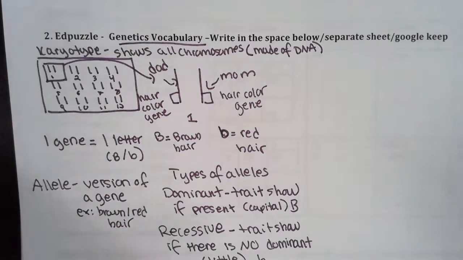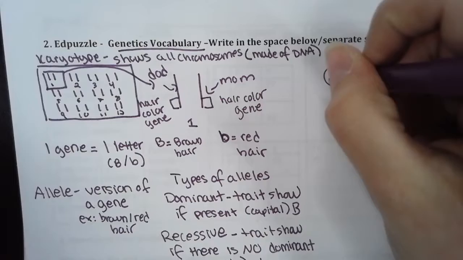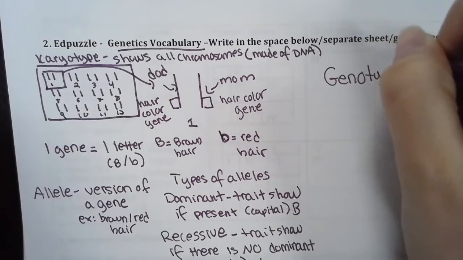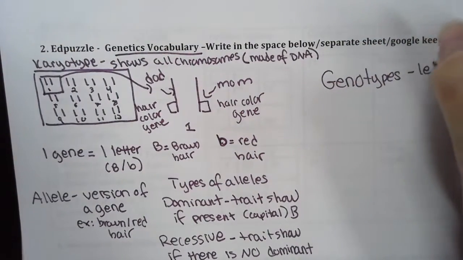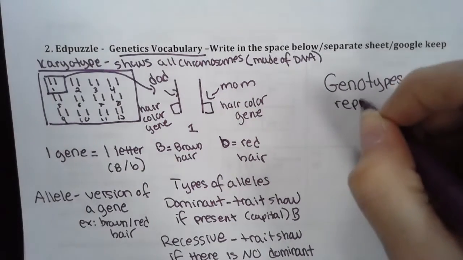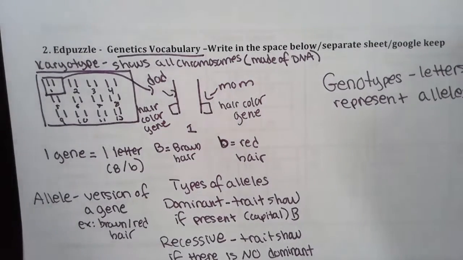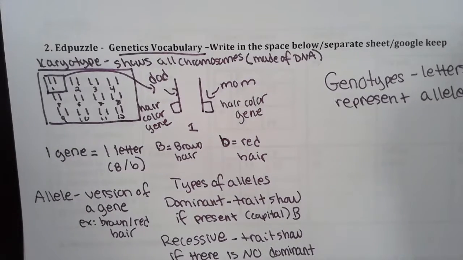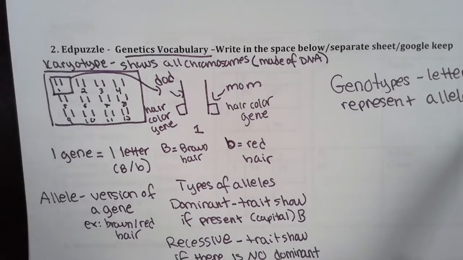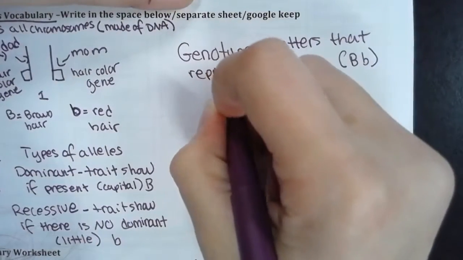Now that we know this part, a lot of what we talk about in this unit is going to be the differences between genotypes and phenotypes. Genotypes are simply the letters that represent alleles, or the versions of our gene. An example is my big B and little b. Now, there are different types of genotypes.